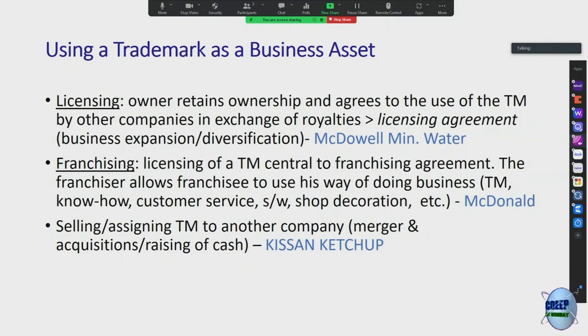Let us look at a few examples. You license your trademark. You retain the ownership, but allow others to use the trademark in exchange for royalties. All of us know McDowell is a spirits company, UB Group. They are not in the mineral water business, but they have licensed McDowell for mineral water. You will very often find McDowell mineral water bottles made by a local producer. You look at the label, it says manufactured by XYZ, Nasik, and trademark licensed from UB Group. So UB Group is encashing that, charging them royalty to use it.